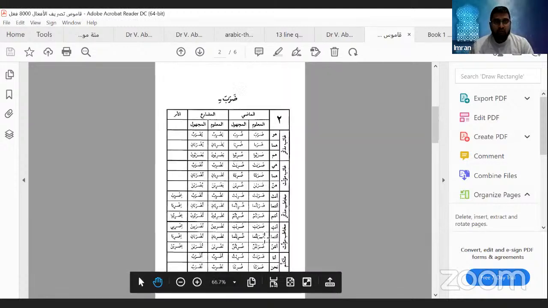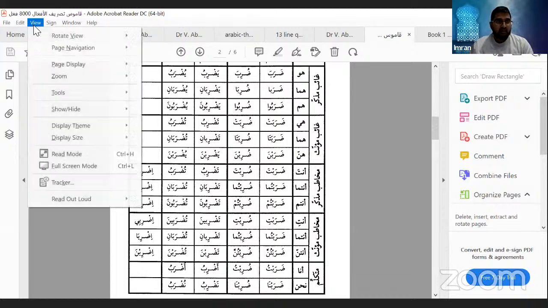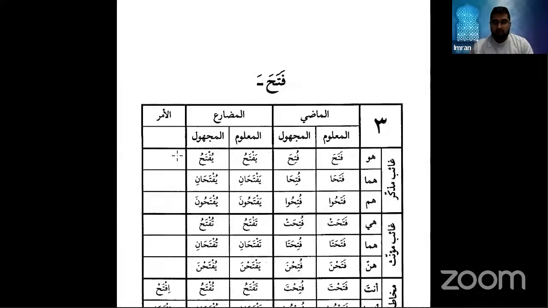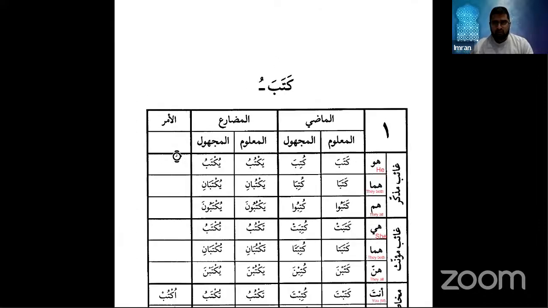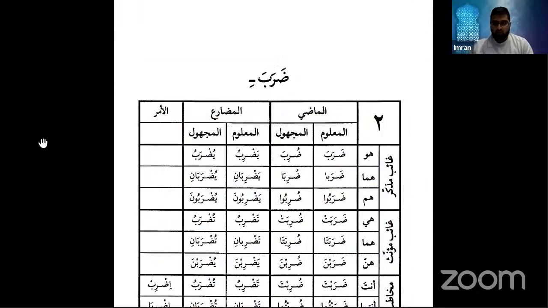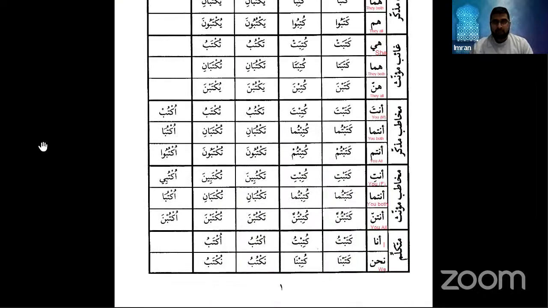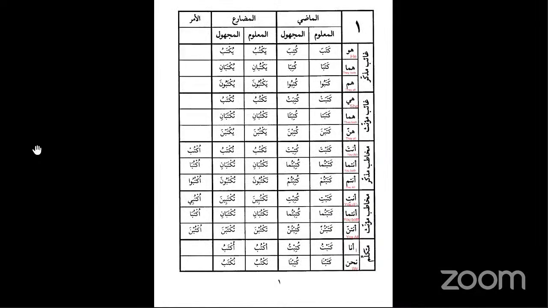I want you to go through the past tense verb. Let's do kataba first and then we'll do another one. Kataba means he wrote. Huwa kataba, he wrote. Huma kataba, they both wrote, male. Hum katabu, they all wrote, male. Correct.